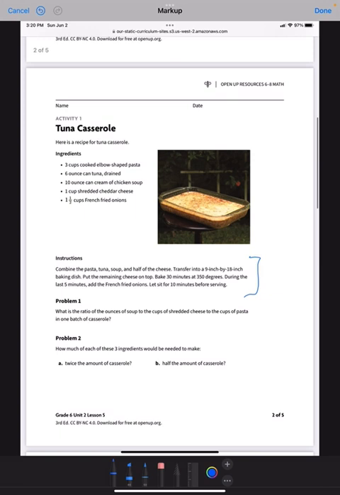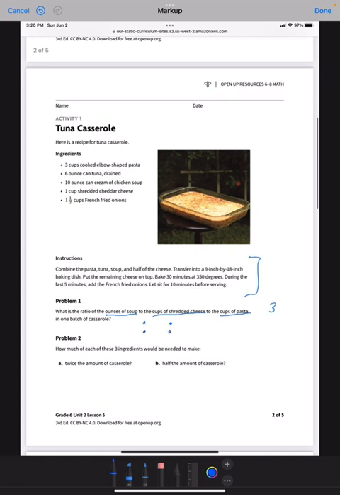Problem 1 says, what is the ratio of the ounces of soup to the cups of shredded cheese to then the cups of pasta in one batch of casserole? So we are comparing 3 items here. What we put in between each of our ratios are these colons.